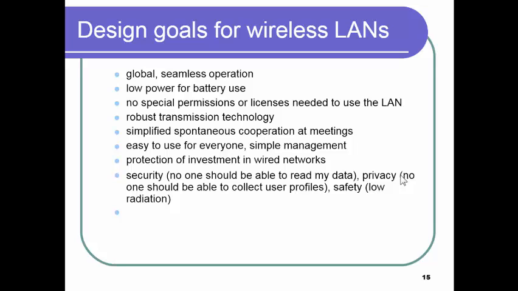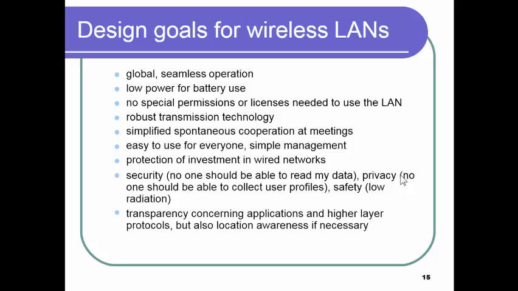Then the security parameter. So no one should be able to read my data, that is your designed network or wireless LAN, or the data which is available with the Wi-Fi must be secured. In the privacy, no one should be able to collect the user profiles. Then the safety. So safety in terms of radiations or interference of the neighboring wireless signals.